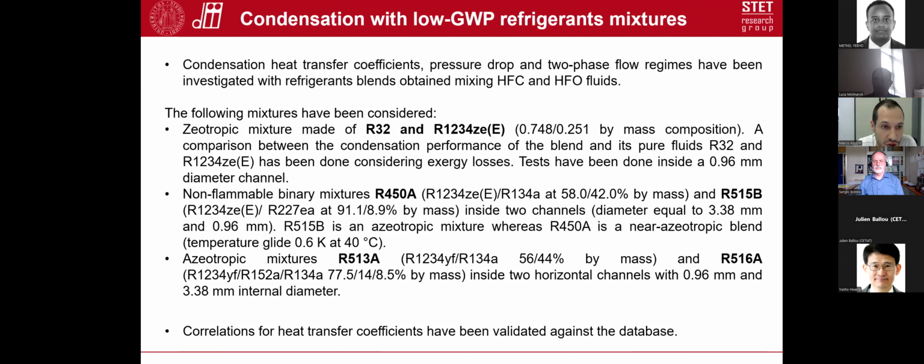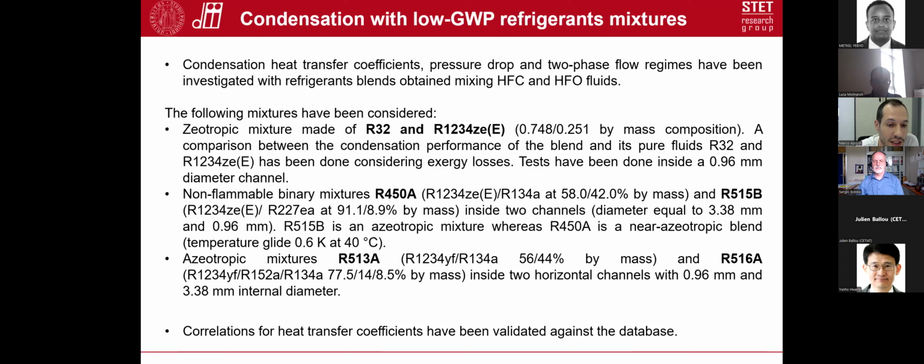Regarding the condensation studies that we carry out, we focused on HFC and HFO mixtures. These are the different mixtures that we studied, because we want to have different thermophysical properties and different temperature glides. So, for example, and in the report there are the details, we studied some zeotropic mixtures made by R32 and R1234ZE, okay? And in this case, depending on the mass composition, the temperature glide that we studied goes from 7 down to 3 Kelvin.